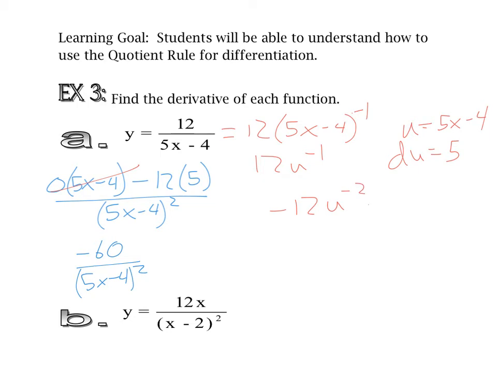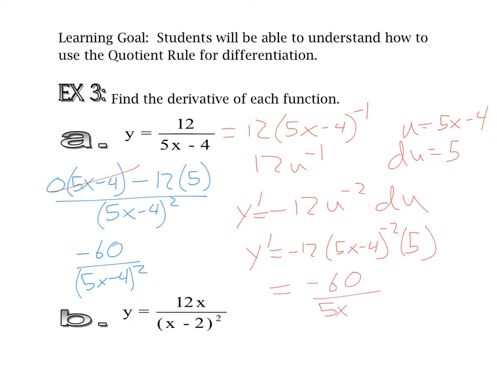And remember, we have to account for the derivative of u. And there we go. So we could just plug all this in. It would equal negative 12 times 5x minus 4 to the negative 2, and du is 5. Well, look at this. 5 times negative 12 is negative 60, and that negative exponent just means it's on the bottom, so that's 5x minus 4 squared. There we go. All there is to it.